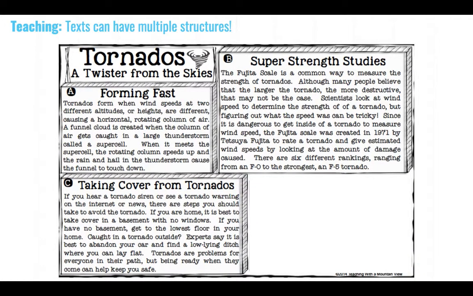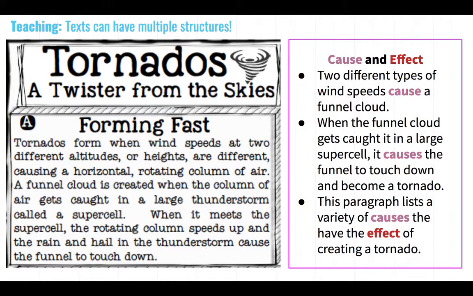So we are going to talk about, with my example, a text on tornadoes. This particular text has 3 paragraphs. Paragraph A, forming fast. Paragraph B, super strength studies, and paragraph C, taking cover from tornadoes. I want to think about the text structure for each of these paragraphs. As we get into more dense and complex nonfiction texts, these will often have multiple text structures.